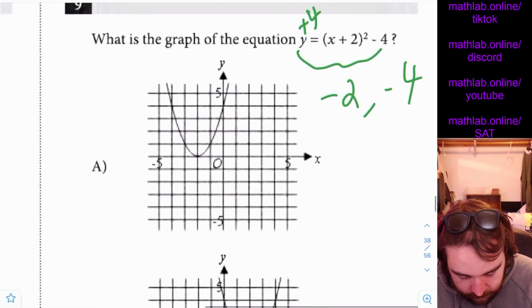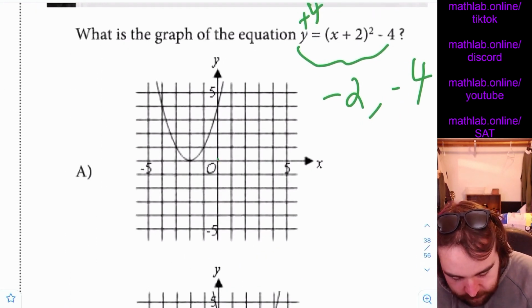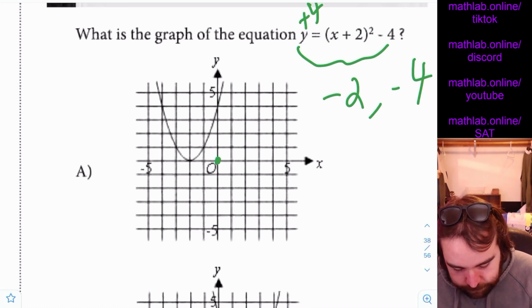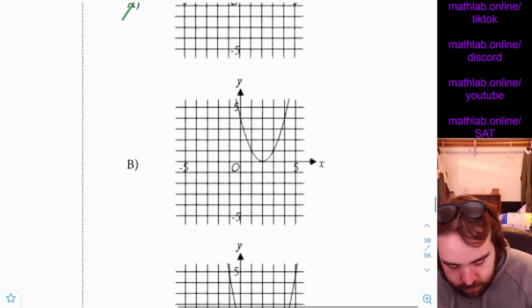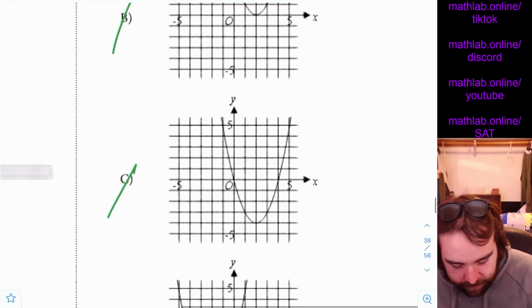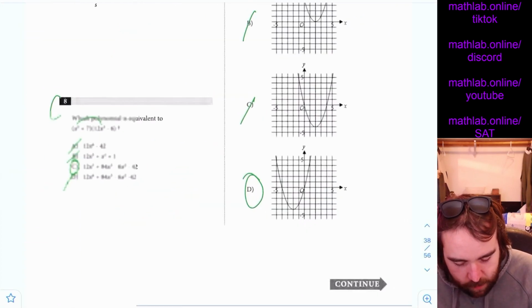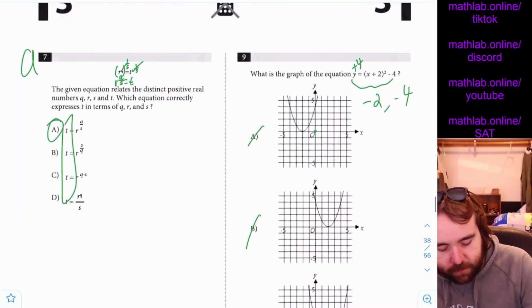So this is kind of hard to read. This is 0, 0, though. Yeah, so that's not negative 2, negative 4. That's negative 2, 0. It's not that. It's not that. It's not that. It's that. And that's all we need. We just needed the vertex, yeah.